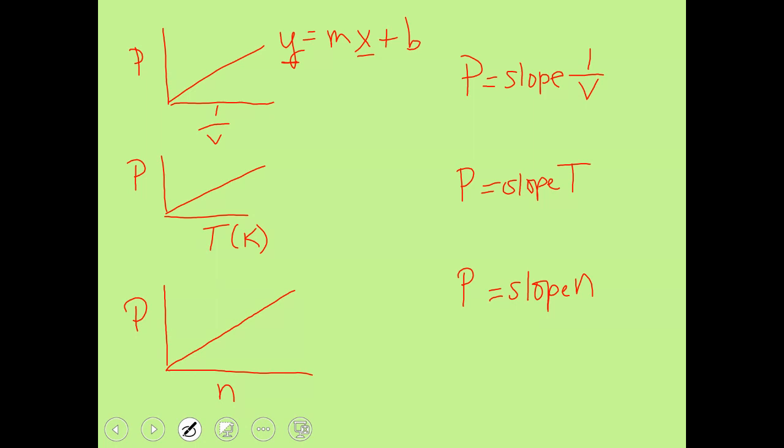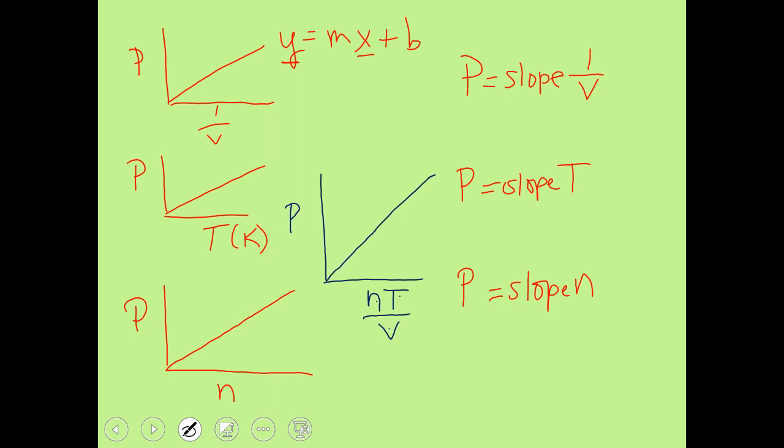So what they do in the ideal gas law is, what if nothing's held constant? They put all of these together and make one graph where you have the pressure on the y-axis, and on the x-axis you have the moles times the temperature over the V, because pressure is directly proportional to moles, directly proportional to temperature, but inversely proportional to volume.